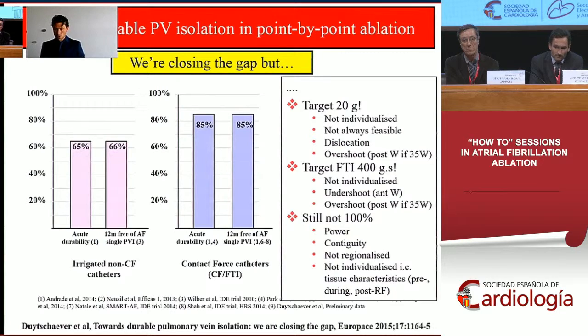Well, that seems not correct because it suggests that at each site you should use 20 grams. That can be dangerous and it can lead to a lot of overshoot, especially if you would use this at the posterior wall.